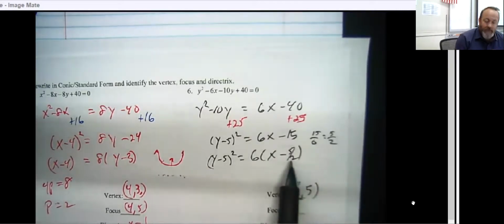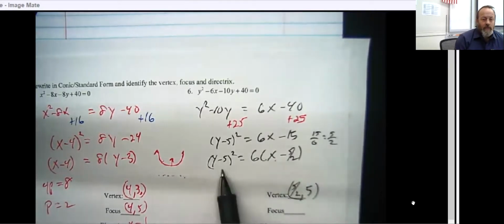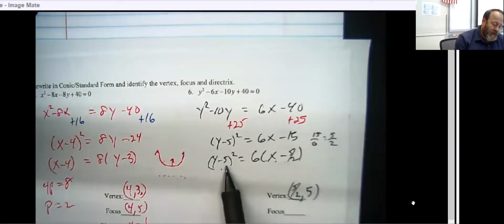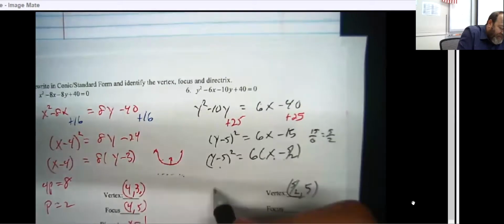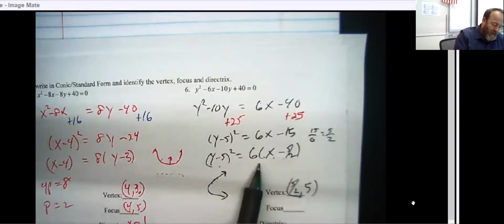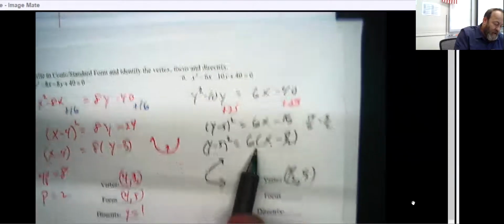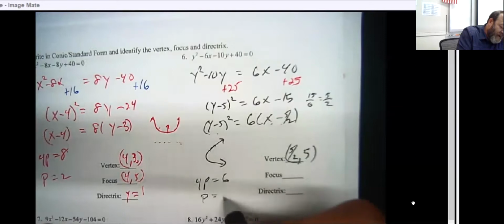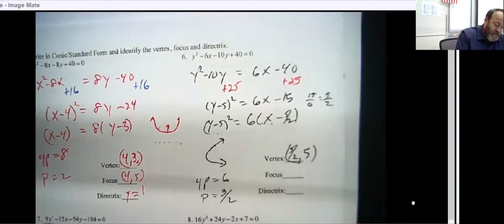And it's very common for people to mix these up, especially when y is written first this way. Make sure you put x always as first and y second. This is definitely a parabola that is opening to the right because y is squared and it's positive. If 4p is 6, then p is 1.5 or 3 halves, if you will.